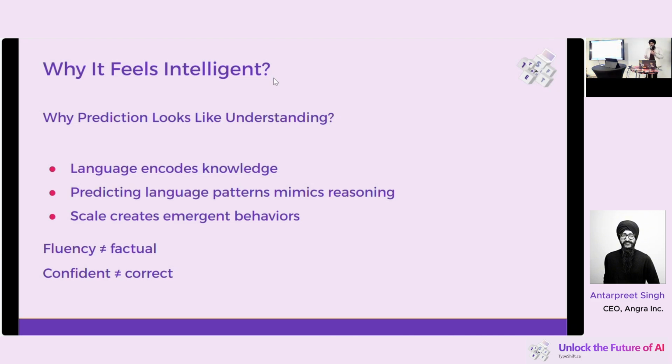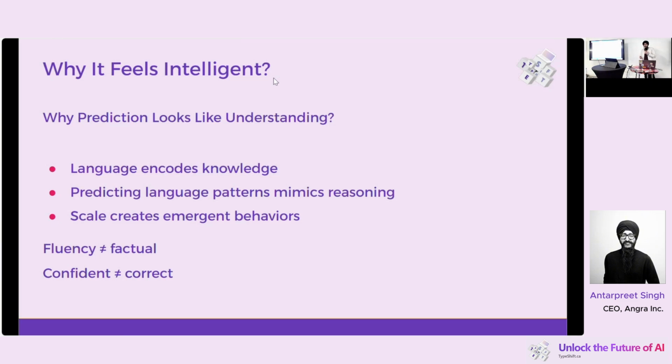And then predicting language patterns mimics reasoning. What that means is that in our normal language we reason together to come to a solution. It is doing that, but since the data it is trained upon is already reasoned, based on the initial language, it feels like it is reasoning, but it's not. And the scale itself creates emergent behaviors, because since it's trained on a lot of data, it finds all the patterns that repeat in that data, and it gives those probabilities a higher chance so that you will get a better result the next time.